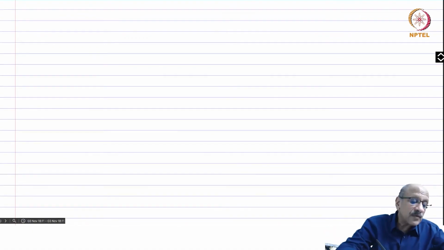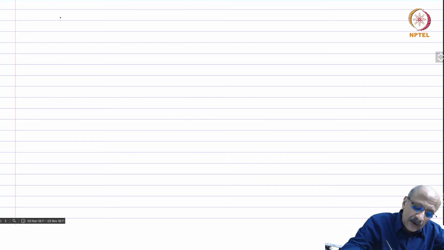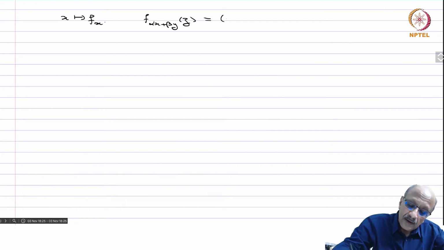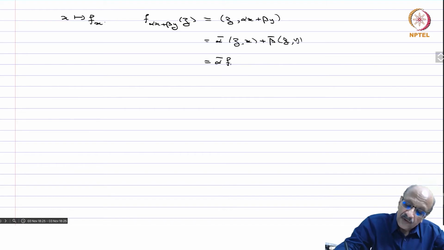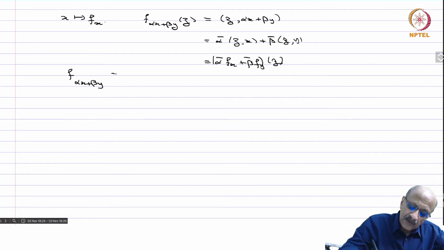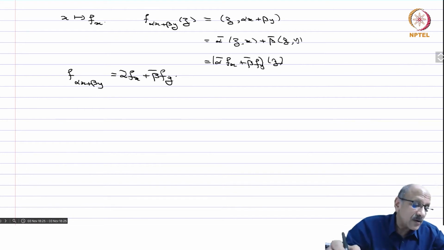So now let us prove the reflexivity of this space. Before that, let me look at the map x going to f_x. If I take f of alpha x plus beta y acting on z, that is the inner product of z with alpha x plus beta y, which is alpha bar times the inner product of z and x plus beta bar times the inner product of z and y. So that is equal to alpha bar f_x plus beta bar f_y acting on z. So f of alpha x plus beta y is alpha bar f_x plus beta bar f_y. So this is a conjugate linear map, it is not just a linear map.